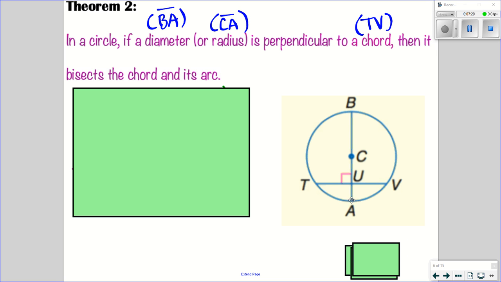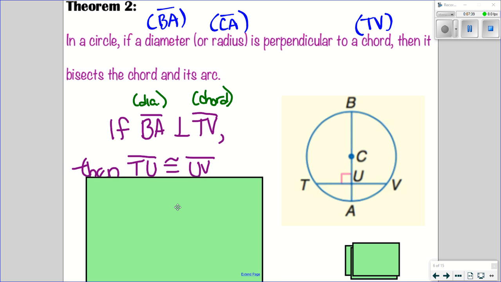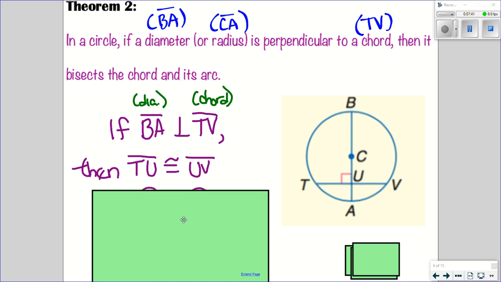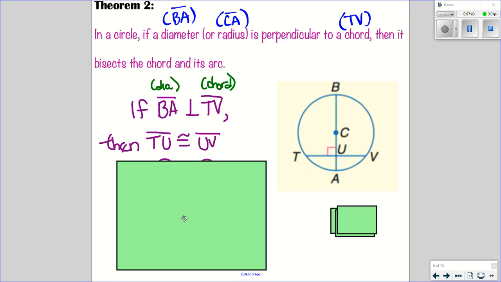Notice how BA cuts right through TV and it creates that perpendicular line. You've got a vertical line and a horizontal line. The horizontal line is the chord. The vertical line is the diameter. They intersect at a right angle. So when that happens, that means that TU and VU are going to be congruent to each other. So I'll mark that up.